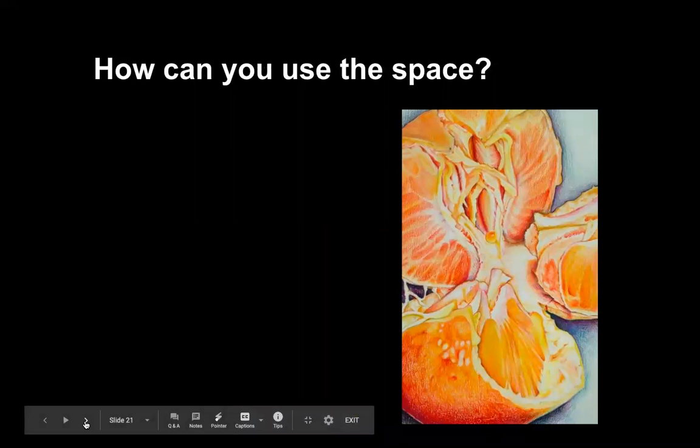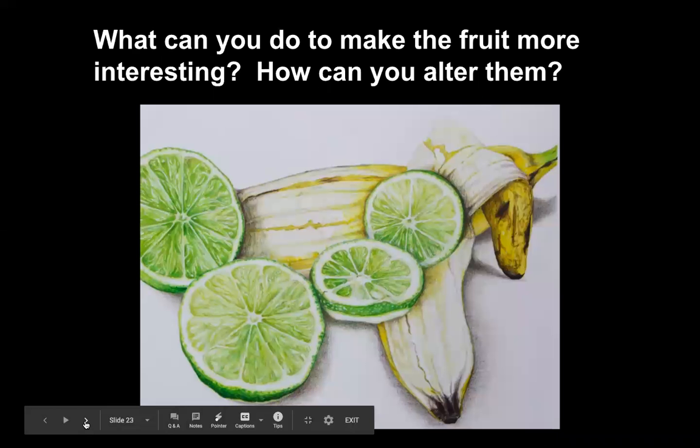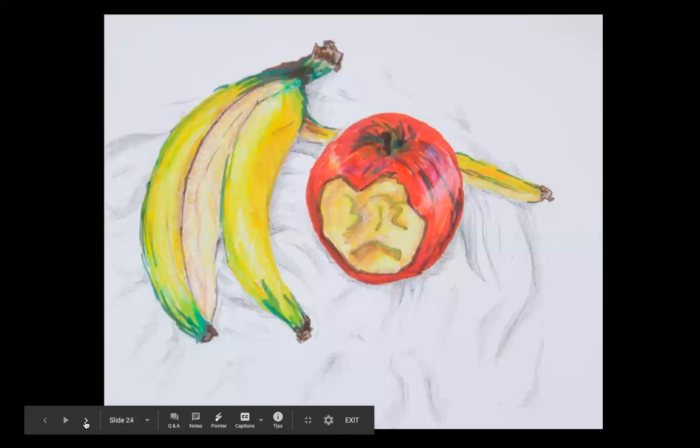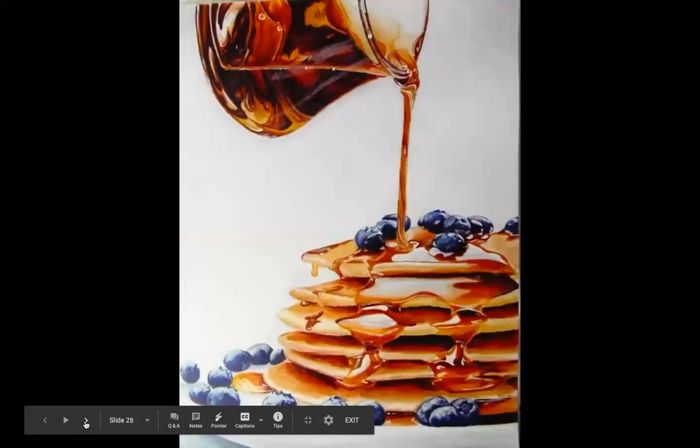Think about how you want to use the space. It can be a close-up. Here, things are smashed, things are rearranged. There are slices of limes instead of slices of bananas. You want to make sure that you are engaging the viewer and making the imagery active.